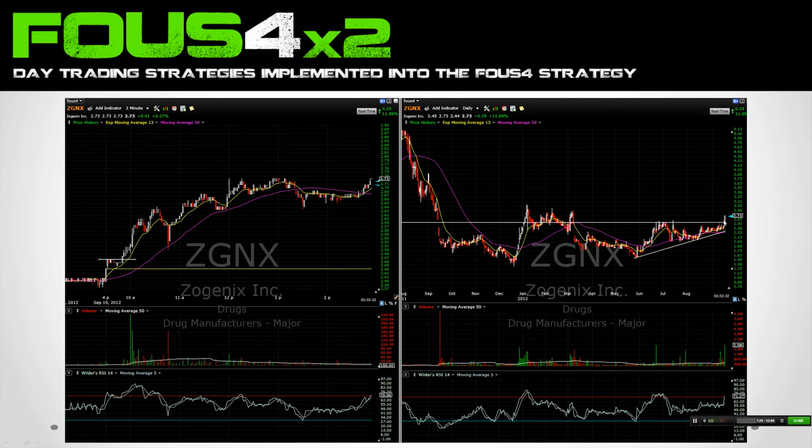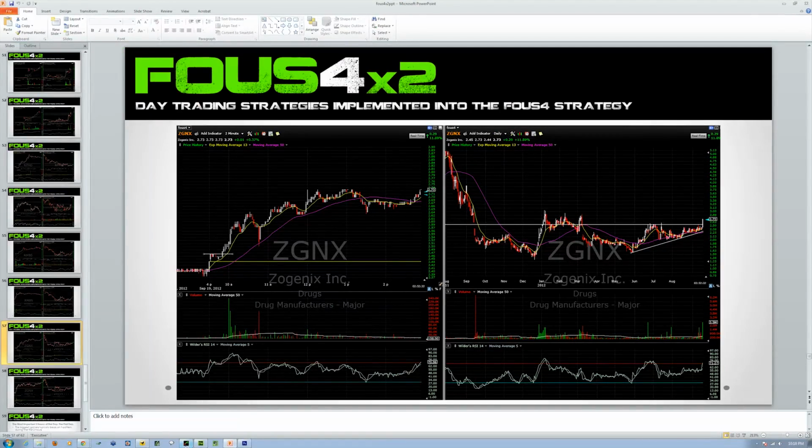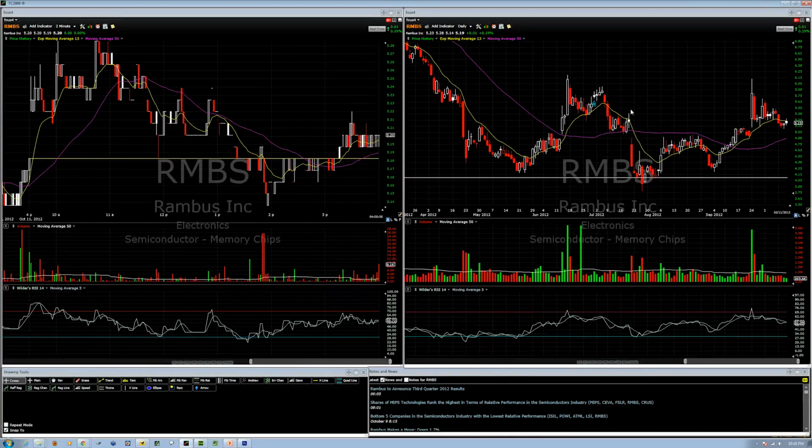And being that it broke out about 255, the next target would be about $3 per share, which is the next whole number, as well as where the previous spikes are. That's how the Foos 4 should be played. Obviously, sometimes I don't play it how I should play it. Trading stocks isn't easy. So let's take a look at ZGNX today, what happened.